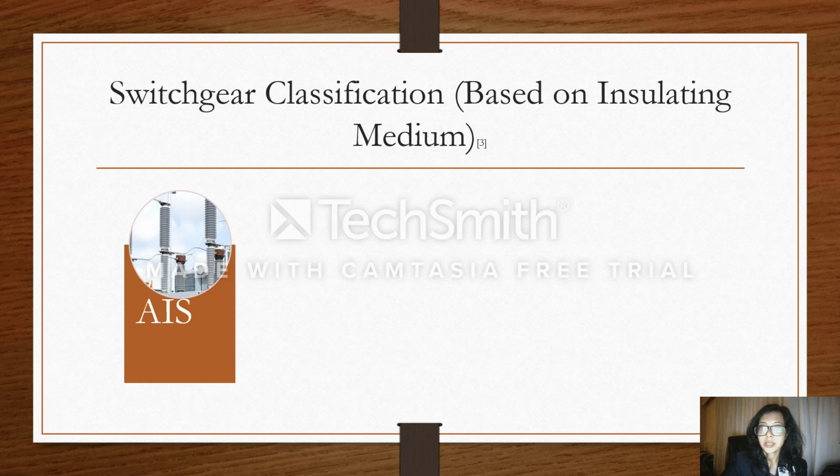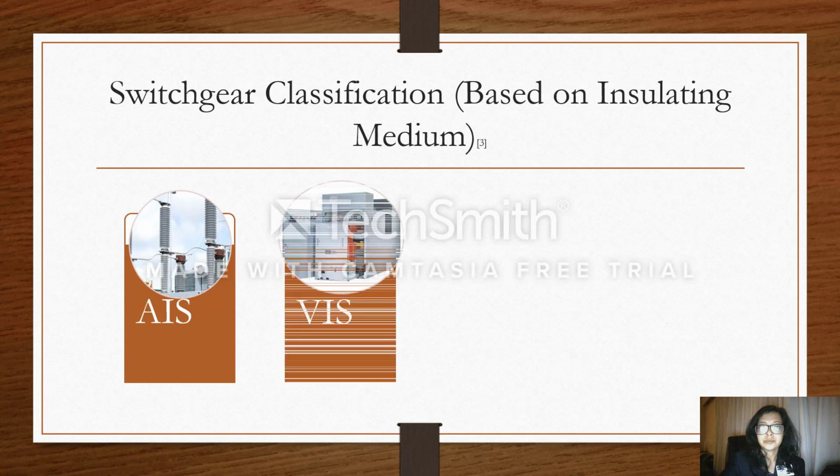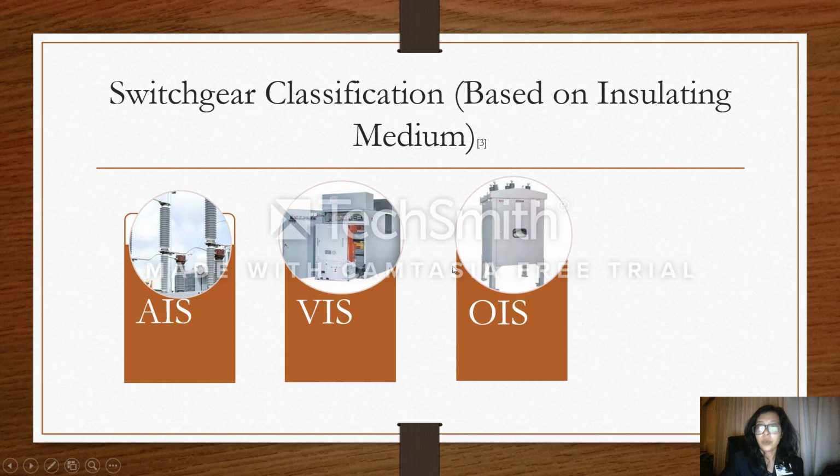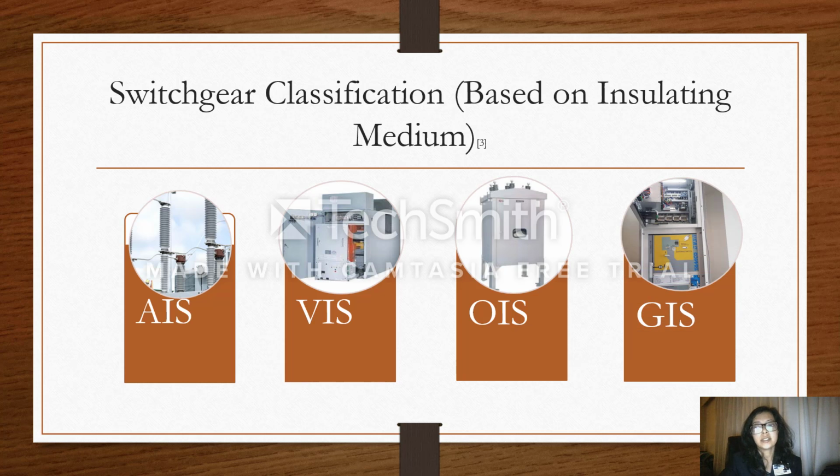AIS, which means air insulated switchgear. VIS, vacuum insulated switchgear. OIS, oil insulated switchgear. And GIS, which is gas insulated switchgear.